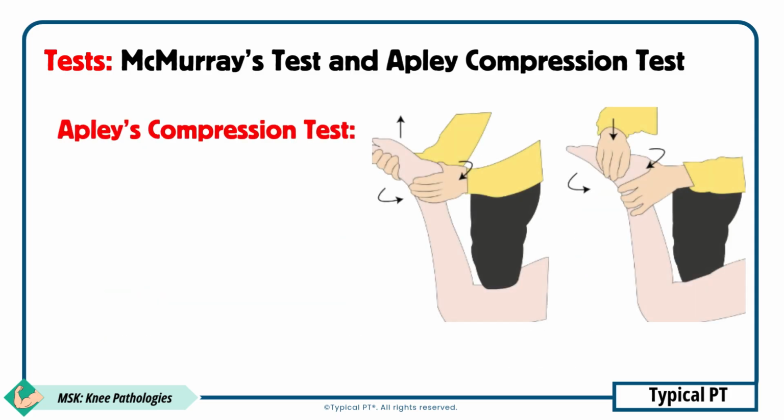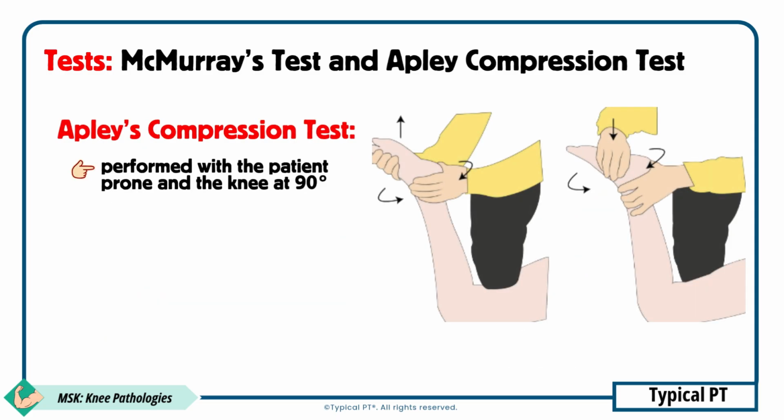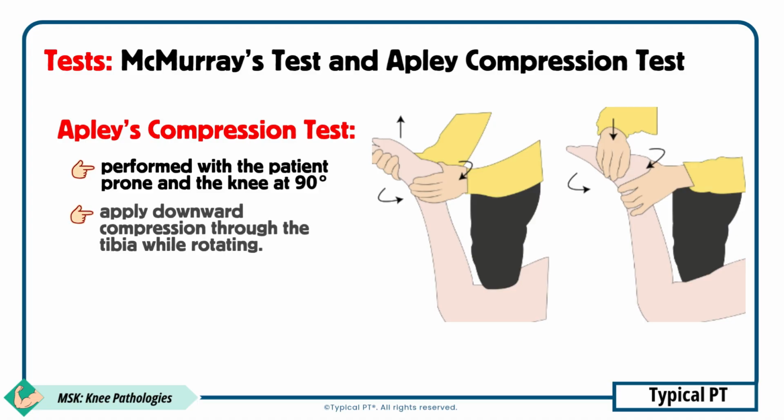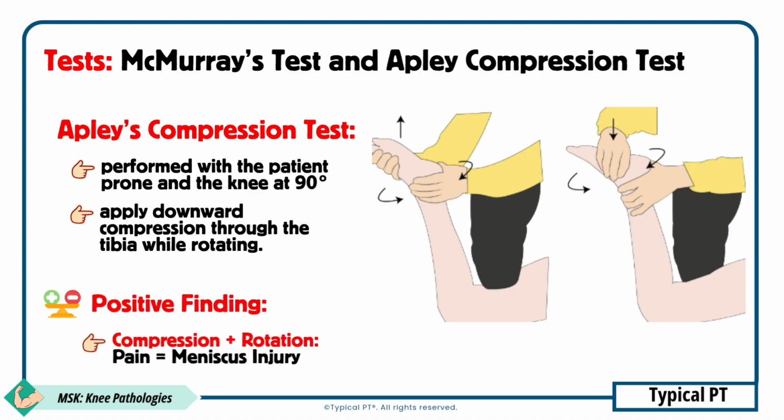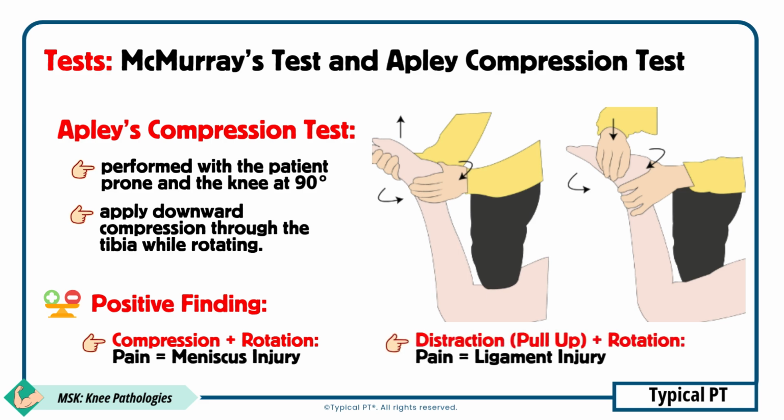Apley's compression test is performed with the patient prone and the knee at 90 degrees. You apply downward compression through the tibia while rotating. Pain with compression plus rotation indicates meniscal pathology, while pain with distraction indicates ligamentous injury. It helps you differentiate between the two.